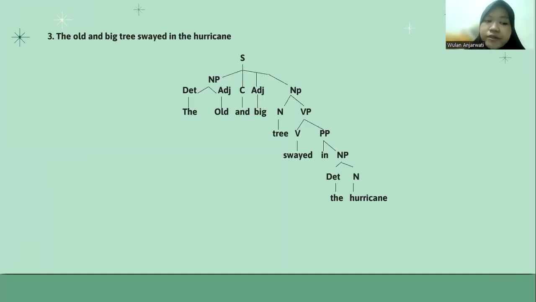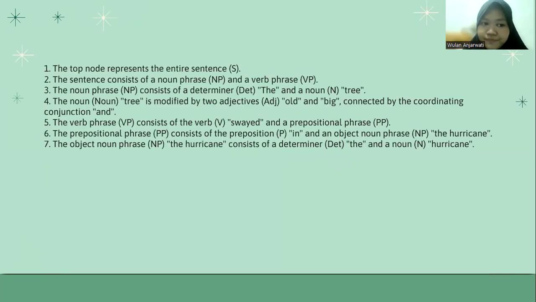And next, number 3, "The old and big trees swayed in the hurricane." So this is the tree diagram in number 3, and the explanation is the top node represents the entire sentence. The sentence consists of a noun pair and a verb pair. The noun pair consists of a determiner, "the", and a noun, "trees". The noun "trees" is modified by two adjectives, "old" and "big", connected by the coordinating conjunction "and".